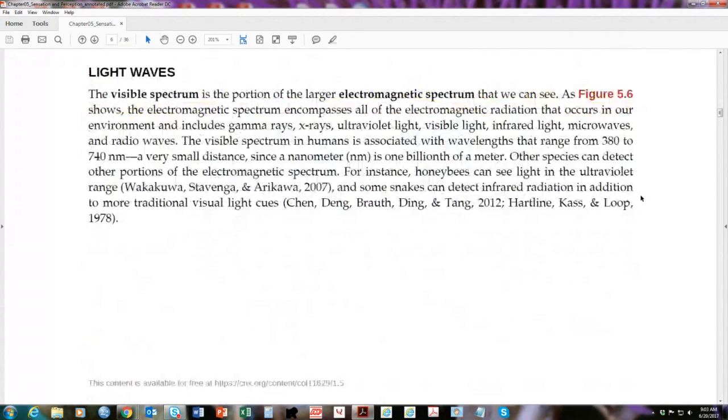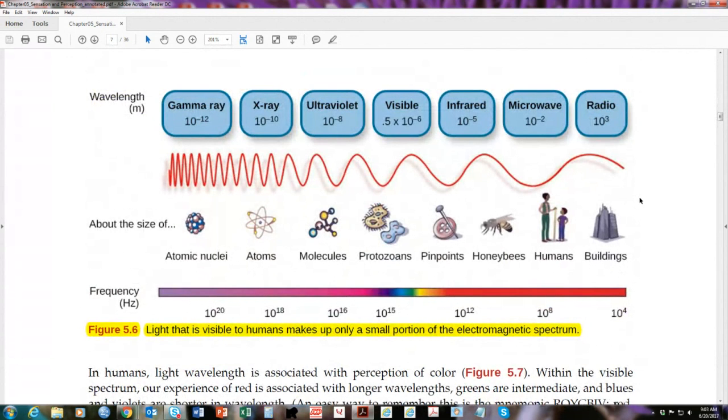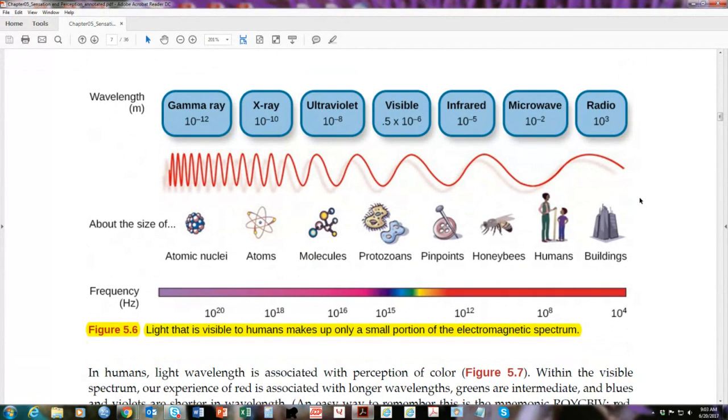Now let's talk about light waves. Light is electromagnetic energy. The visible spectrum is part of the entire electromagnetic spectrum. And the electromagnetic spectrum is the spectrum of radiation. So these are electromagnetic radiations in the environment. You can see on page 155, in figure 5.6, a depiction of the electromagnetic spectrum, starting with gamma rays on the left. So these would be essentially the short or the highest frequency waveforms, going to, on the right, radio waves, the lowest frequency waveforms.